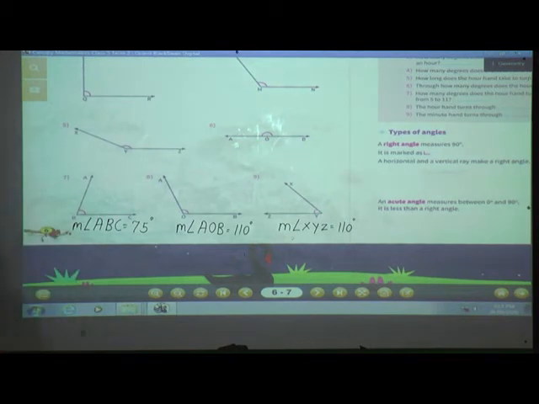So students, here we completed our exercise 1.3. Now we will see types of angles.